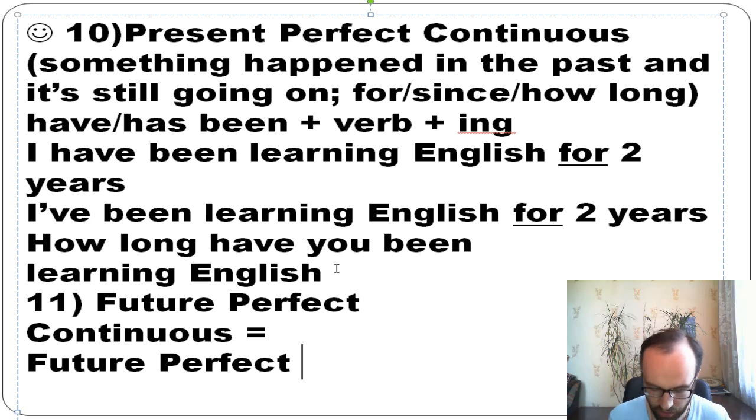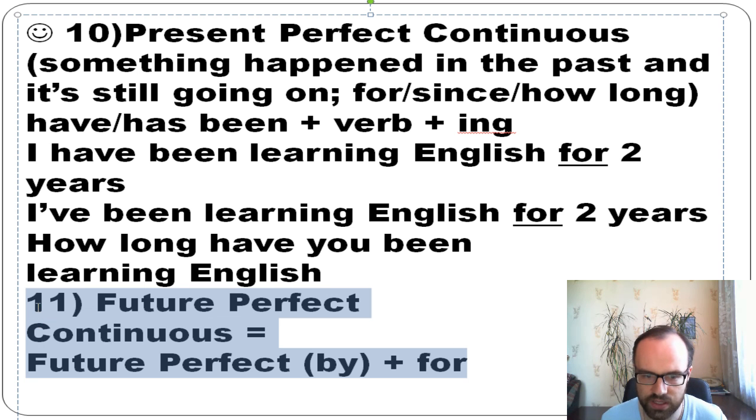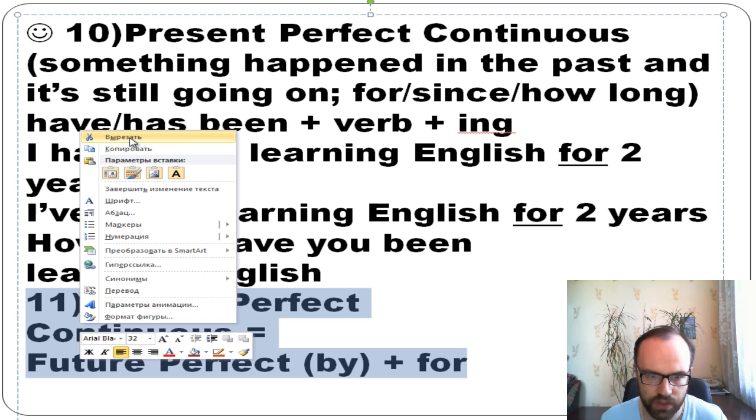It's like future perfect, when we use by plus for. But there is also for as a time marker, so there are two time markers. All right, let me give you this example. Okay, so we have more space on the next slide.